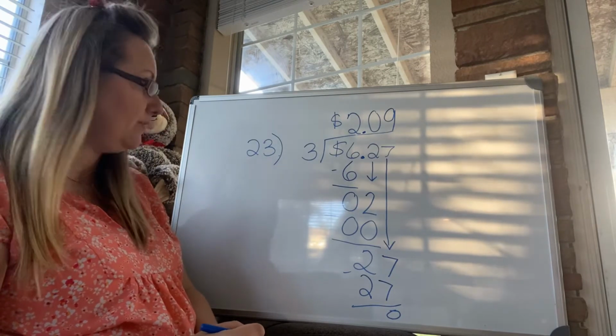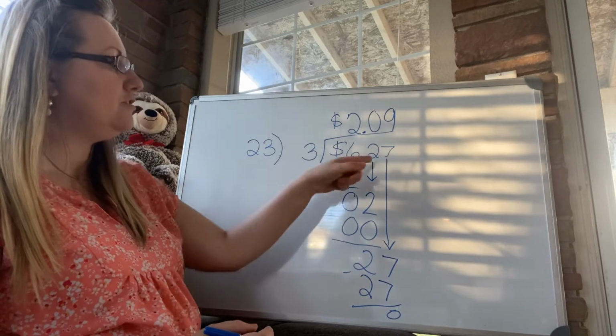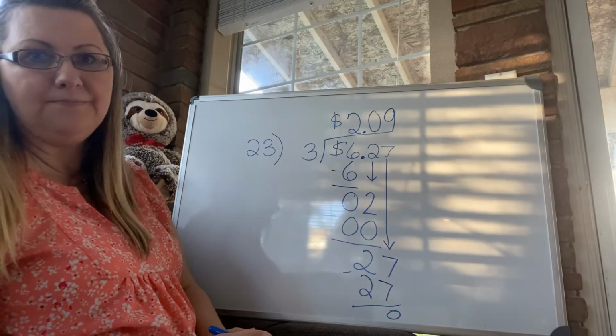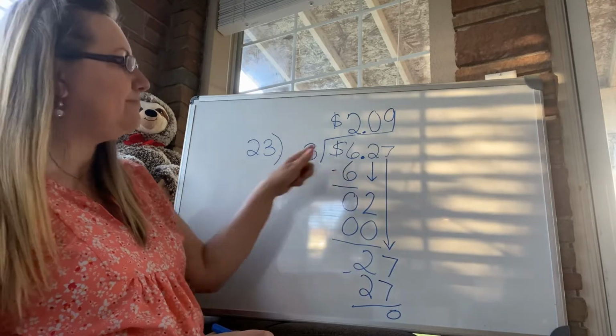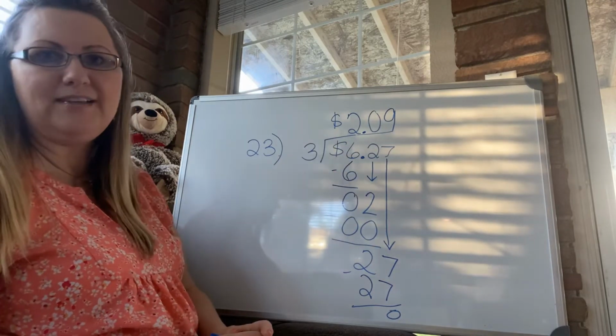So number 23, $6.27 divided by 3, excuse me, is $2.09.